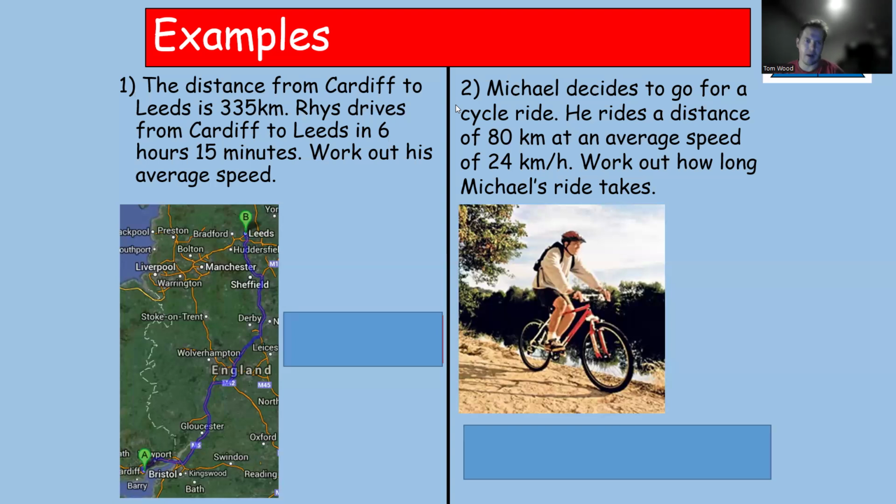So it might be that we have to work out the distance that someone has traveled, and then we know how many miles per gallon or how many liters per kilometer has been used of petrol. So how much does it cost? So you can see where from a 3-mark question, this can easily build into a 4 or a 5-mark question as well.